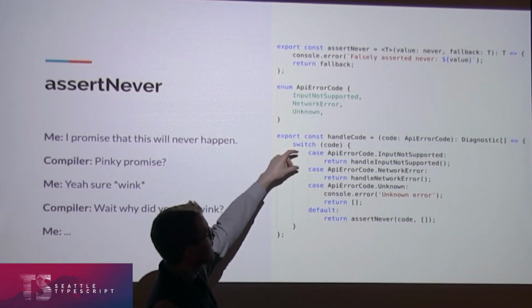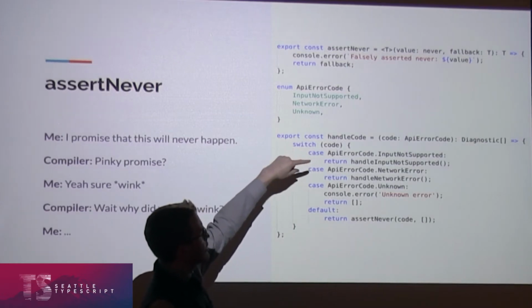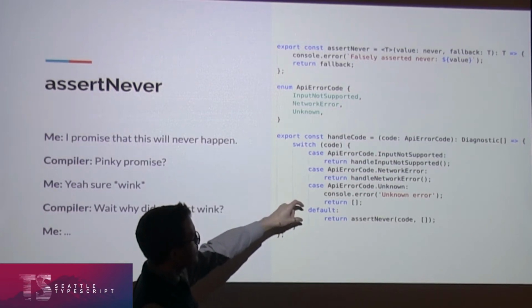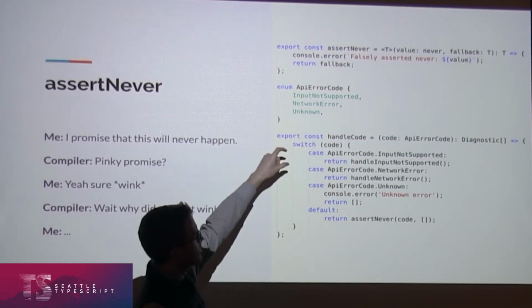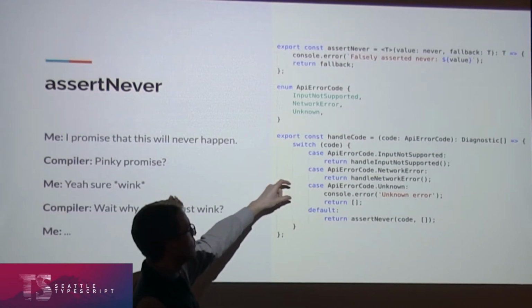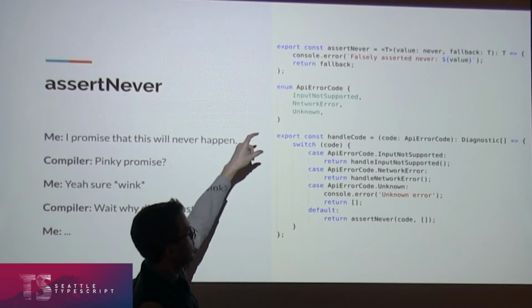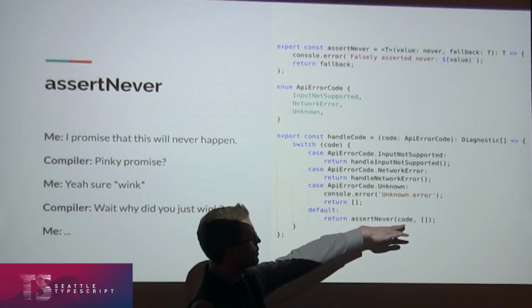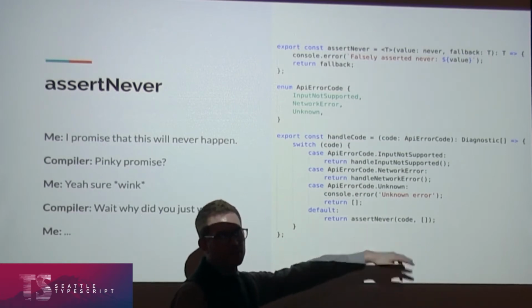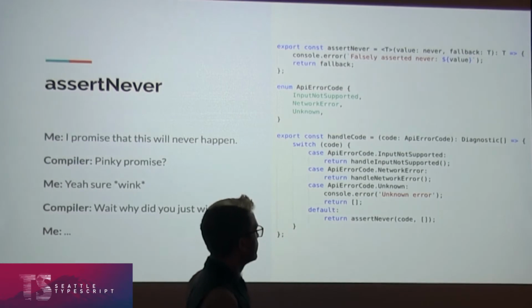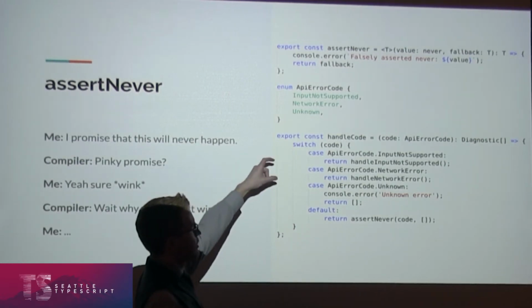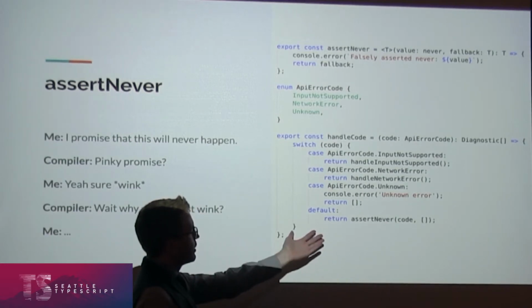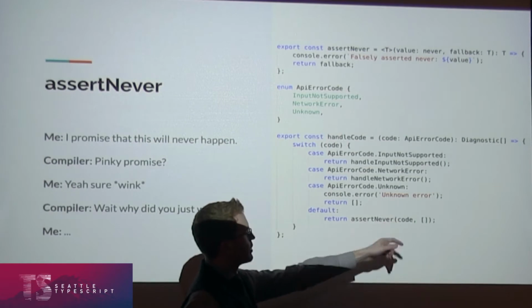In this case, for example, we do the case API error code input not supported, and then we return handle input not supported. Then we have a case for network error, and then we have a case for unknown. So in the default, TypeScript will have subtracted input not supported, network error, and unknown from the API error code enum. And at this point, as written, code is never, because there are no more possible values for code, which is an API error code, on this line. We've already handled them all. In each of these cases, we return. So the compiler is able to reduce the code variable to never.